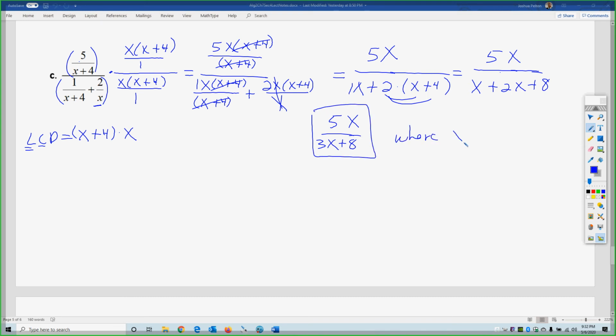Where x cannot equal, well, 3x plus 8 cannot be 0, so 3x cannot equal negative 8. So x cannot equal 8/3. Also, if you look back at the original problem, x can't be negative 4 and x can't be 0. Okay. All right, pause the video. Try the student problems for yourself on the next page.